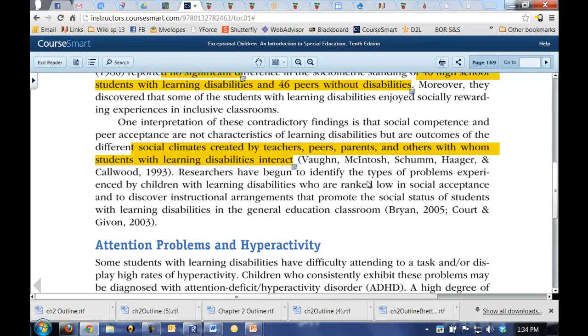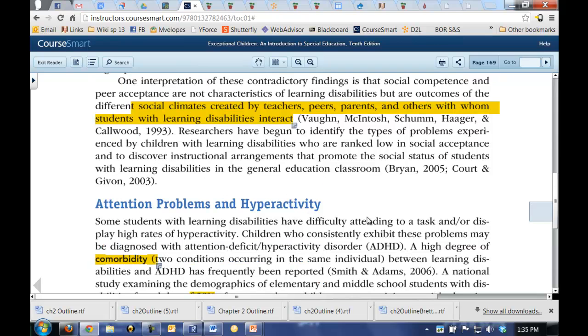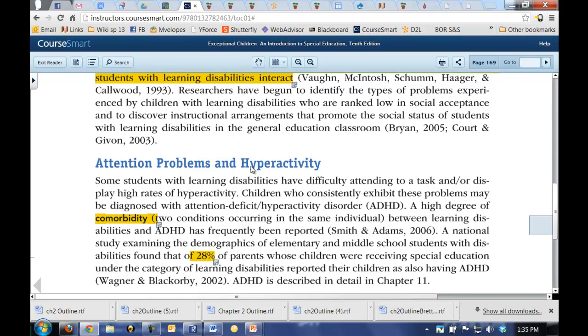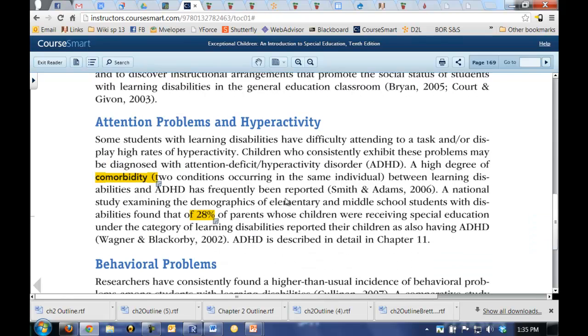Researchers have begun to identify types of problems experienced by students with learning disabilities who are ranked low in social status, and so that's tough. And then attention, this one really surprises me also. Some students with learning disabilities have difficulty attending to a task or display high rates of hyperactivity. Children who consistently exhibit these problems may be diagnosed with this. You know this term. And that's not learning disability. May be diagnosed with this.